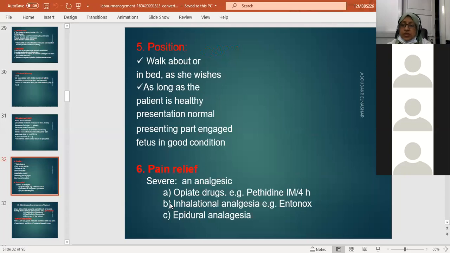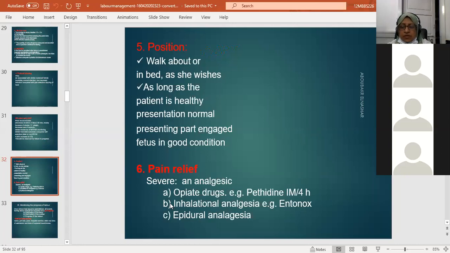What should be the position of the patient? It depends on what is comfortable, as per the patient's wishes. If she is comfortable lying, she can lie. If she is comfortable walking, she can walk around. If she is comfortable in the left lateral, right lateral, or squatting position, whatever position she can adopt, she can have. There is no contraindication to any kind of position.